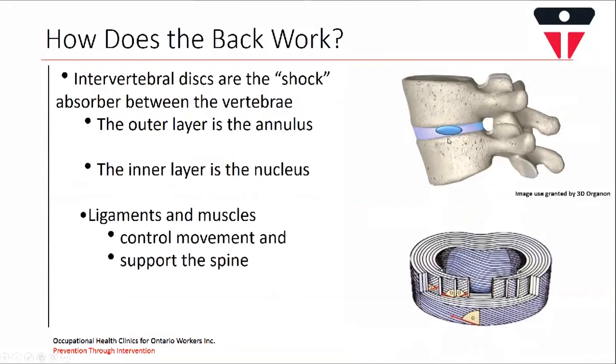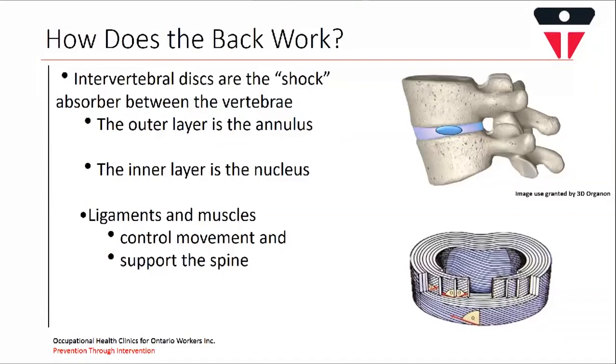Now, the intervertebral discs are like shock absorbers between the vertebrae. The outer layer is the annulus, made up of overlapping fibers on 45-degree angles. The inner layer is the nucleus, and it's filled with a jelly-like substance.